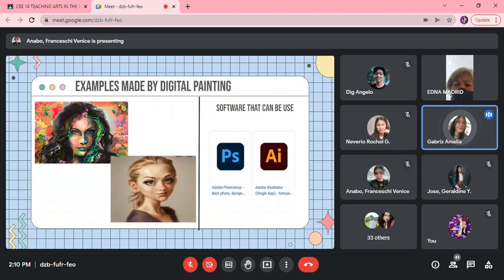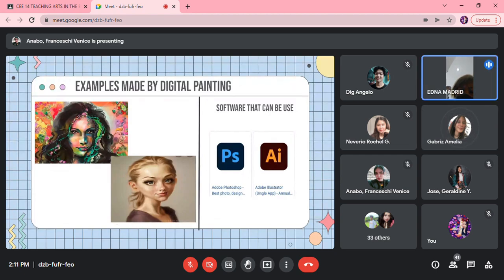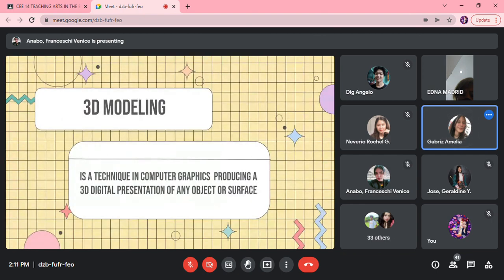Ayan. So, examples po ng digital painting. Ano yung makikita niyo sa screen? Ginawa po yan through Adobe Photoshop and Adobe. Okay po. Next po.